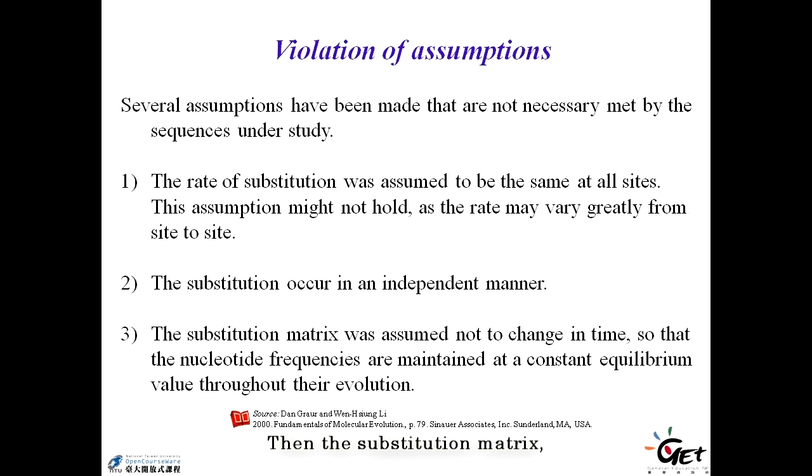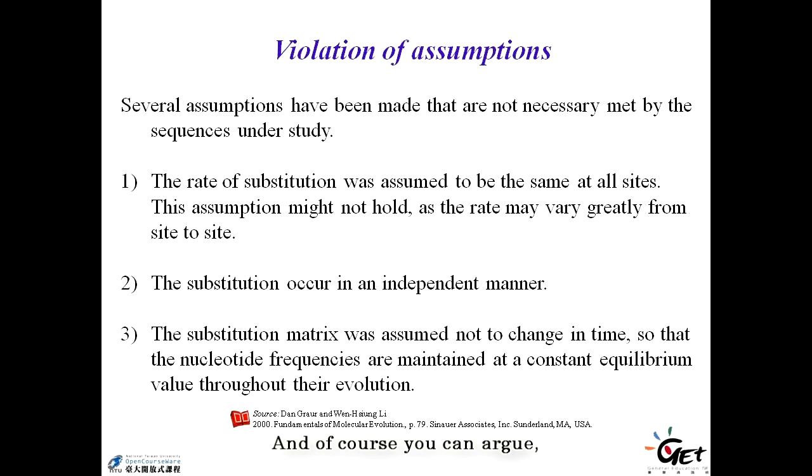Then the substitution matrix, the one I showed you with ATGC on it, doesn't change from time to time. We use the same matrix over a long period of time. Once we choose the 2-parameter model, we assume the transition and transversion evolve at different rates from time 0 to the present time. So that's what our assumptions are.